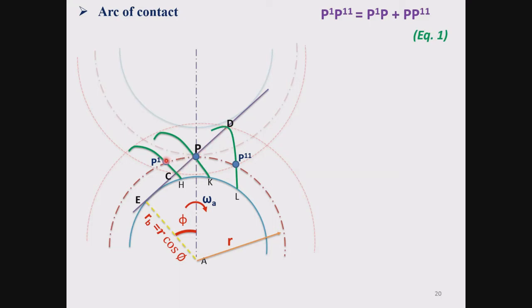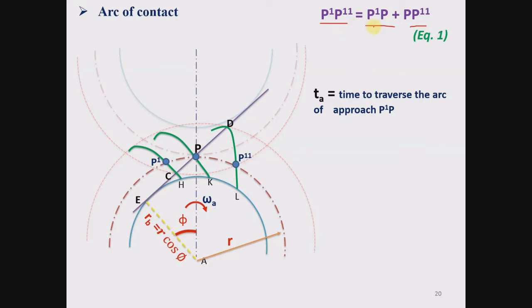point P1 on the pitch circle will travel a distance equal to P dash P double dash on the pitch circle of gear 1. This arc length is called the arc of contact. So P dash P double dash is the arc of contact. We have divided this arc of contact into two parts. First is the arc of approach, that is the distance from P dash to the pitch point P. And next is the arc of recess, which is the distance from the pitch point to the point P double dash.